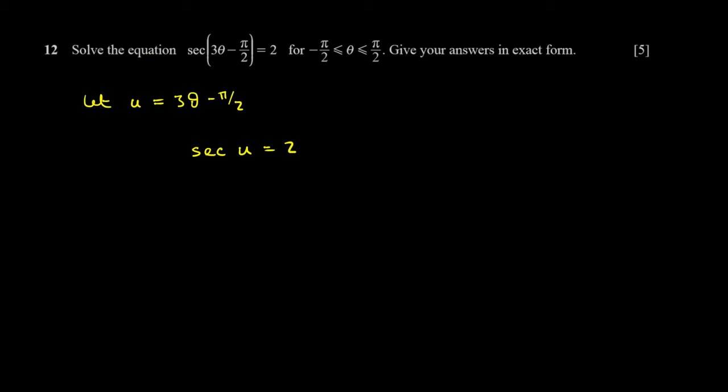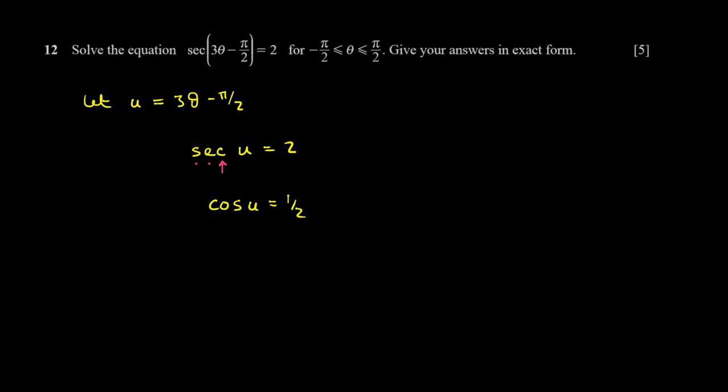And of course, sec is 1 upon cos, right? We always look at the third letter, 1, 2, 3, c. So sec is 1 upon cos. So this guy here is actually cos u is equal to 1/2. And a lot of students then just jump immediately and say, well, I'll use my calculator. And so u is cos inverse 1/2, which is pi by 3.